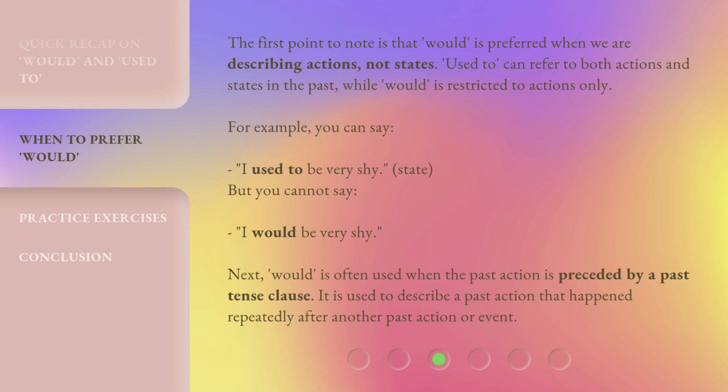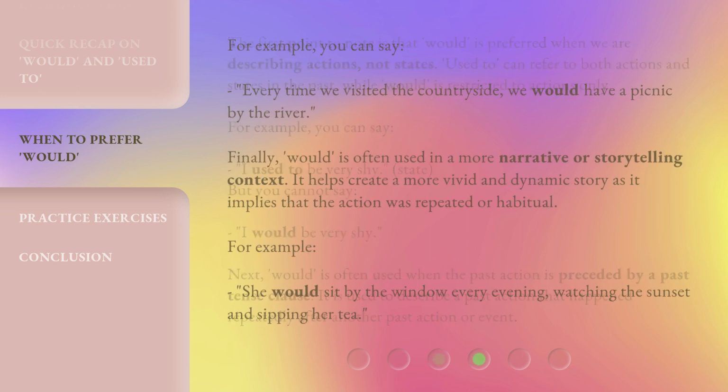Next, would is often used when the past action is preceded by a past tense clause. It is used to describe a past action that happened repeatedly after another past action or event. For example, you can say, every time we visited the countryside, we would have a picnic by the river.